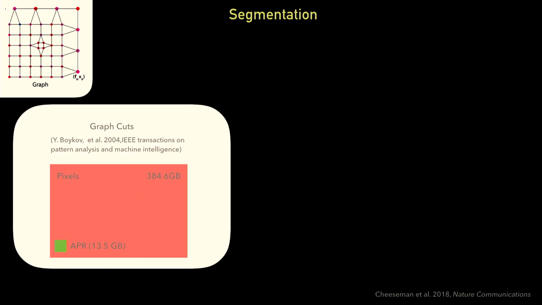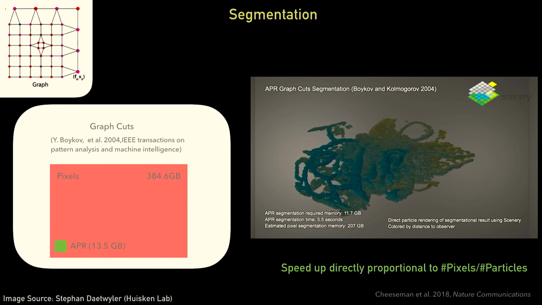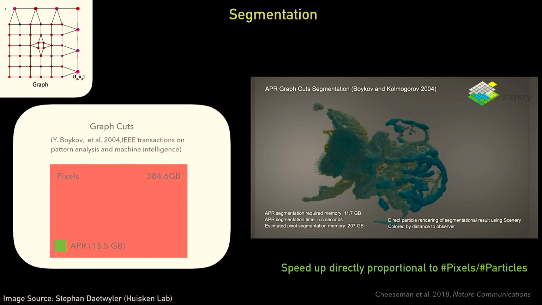One classic segmentation approach is that of graph cuts, and it's well known that this is memory hungry. Across the test image data sets, it would take about 400 gigabytes on average to process these data sets. However, we can directly use the APR graph, and it's only 13.5 gigabytes. So actually I could process all of them on my laptop here. Furthermore, we also get a speed up that's directly proportional to the pixels and particles. And here's an example of segmentation and a direct rendering of fish vasculature of the head.